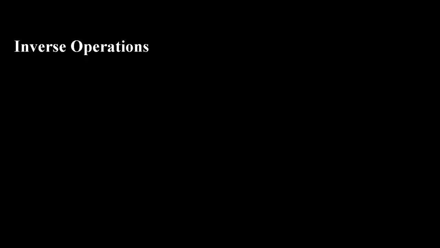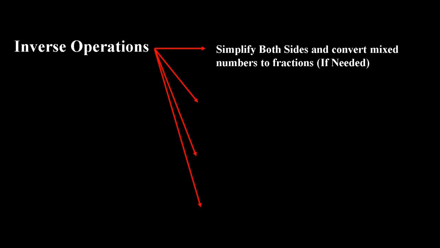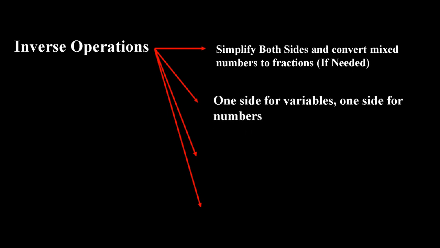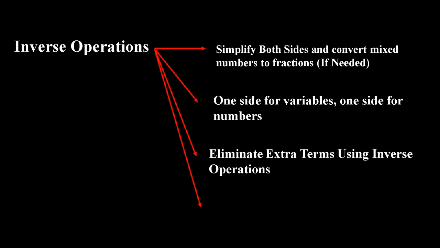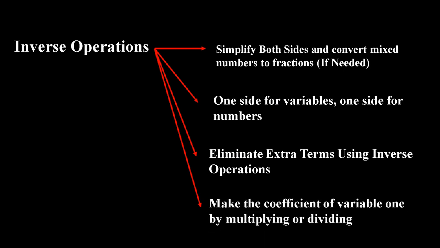The method that we are going to use is named inverse operation. As I told you before in the previous video, it contains 4 main steps. The first step is simplifying both sides if it is needed, and if we have any mixed numbers, we have to convert them to fractions. Second step, we must allocate one side for the variable and one side for numbers. Third step is eliminating extra terms by using the inverse operations method. And the fourth and last step is to make the coefficient of the variable 1 by multiplying or dividing.